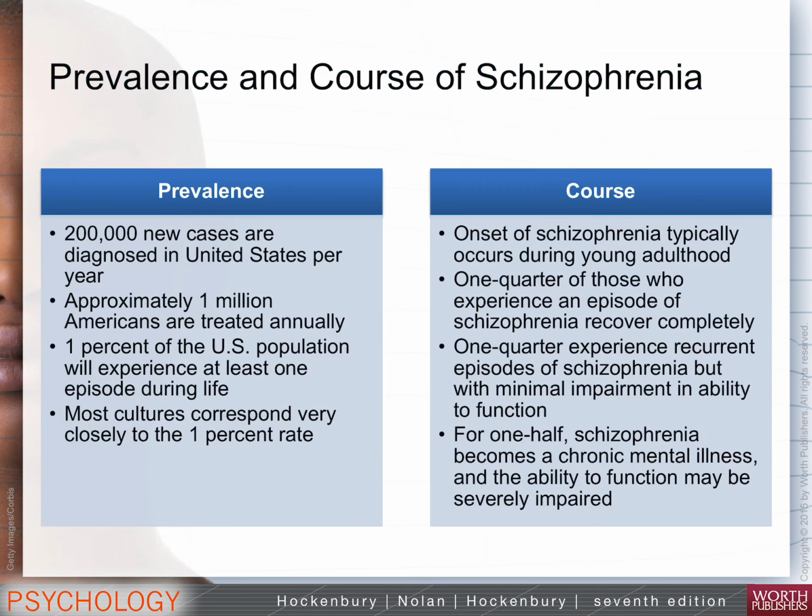Now, when we look at the course of development for the disorder, about a quarter of those who experience one episode of schizophrenia recover completely. Okay. So a quarter of people who experience just one episode tend to recover completely and no longer have any problems in the rest of their life. Another quarter who experience recurrent episodes are functional. So they have minimal impairment and they are able to, for example, keep a job. They're able to, maybe with maintenance or medication or treatment, continue on with their life.